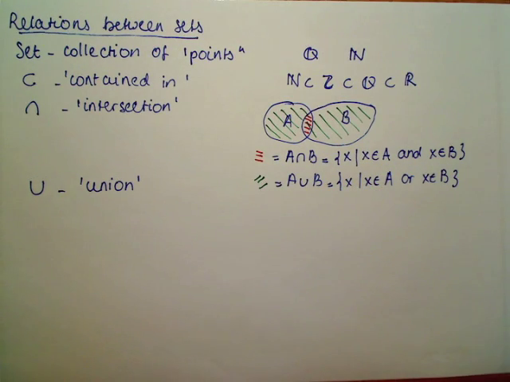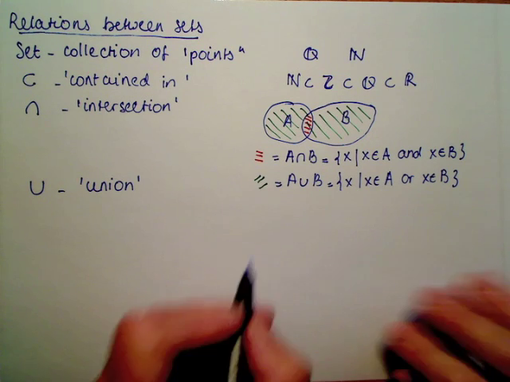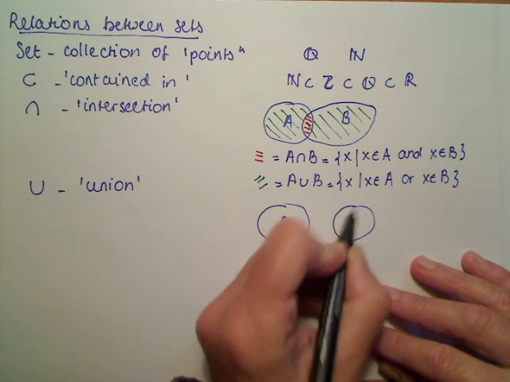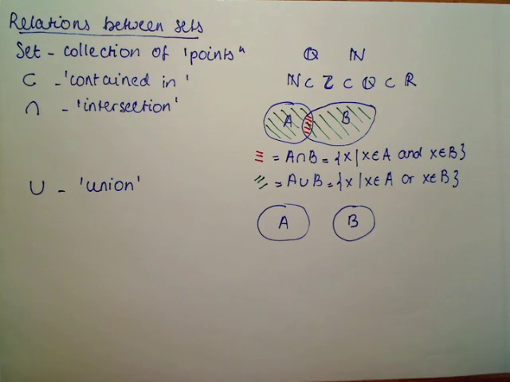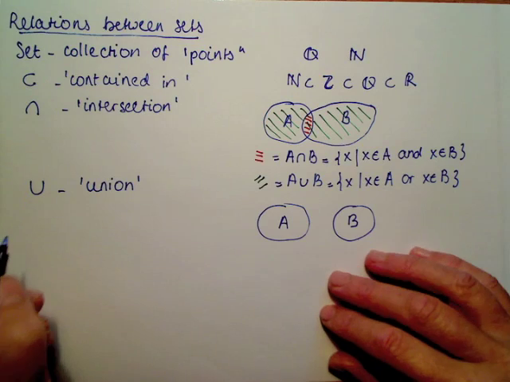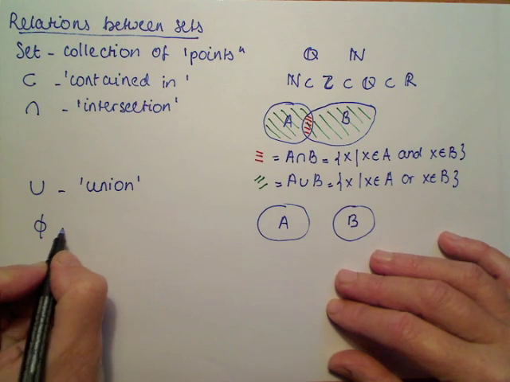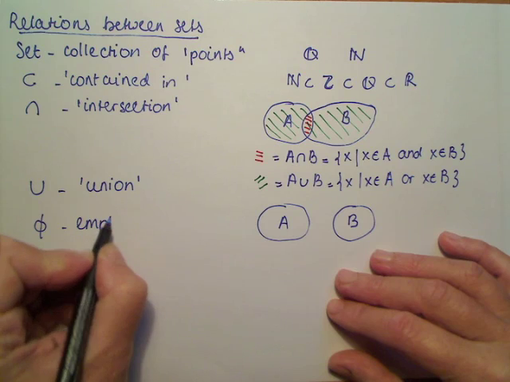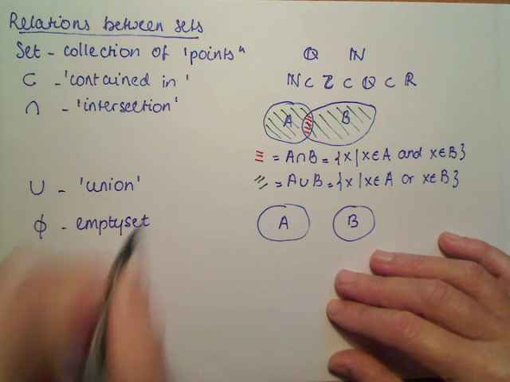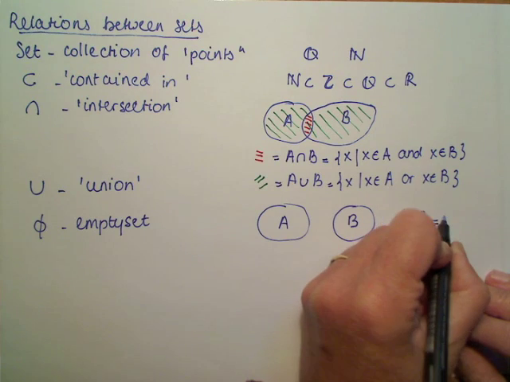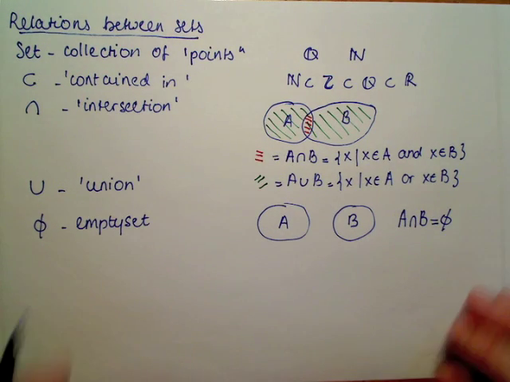Now clearly, in taking an intersection, we can have the problem that the sets involved have no points in common. Now, to describe this, we say that the intersection is the empty set, and the symbol for the empty set is this one. So in this case, the intersection of A and B is the empty set.